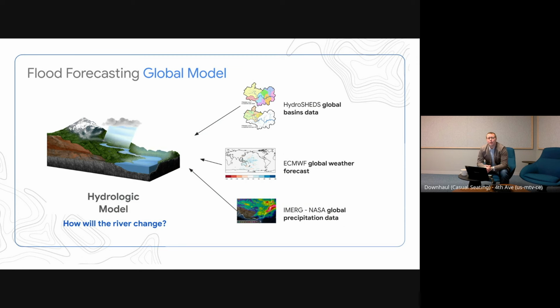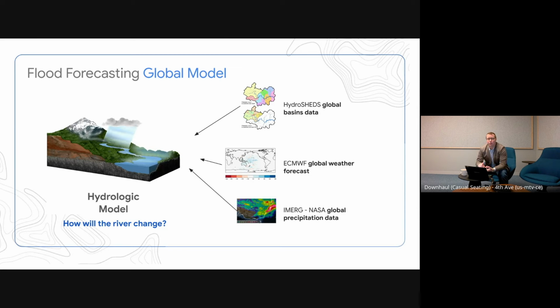Basically, we're modeling the rainfall runoff process. That means we're modeling what happens to rainfall when it hits the ground and turns into river flow. So the key here, and to address the first question that we got in chat, we're modeling riverine floods. We're modeling floods that are caused by rivers overflowing their banks. This is only one of the types of flooding that exists in the world.